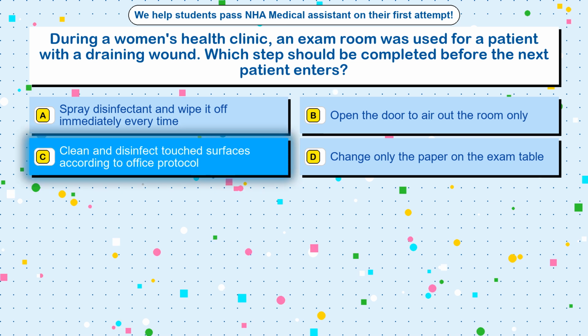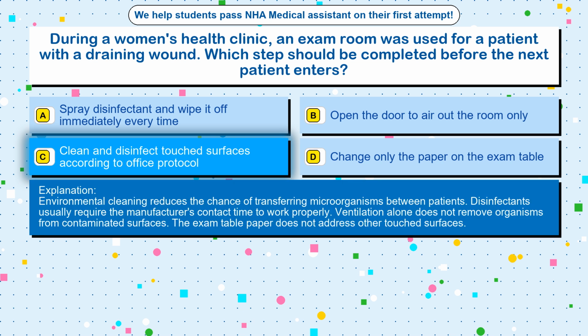The correct answer is option C. Clean and disinfect touched surfaces according to office protocol. Environmental cleaning reduces the chance of transferring microorganisms between patients. Disinfectants usually require the manufacturer's contact time to work properly. Ventilation alone does not remove organisms from contaminated surfaces. The exam table paper does not address other touched surfaces.